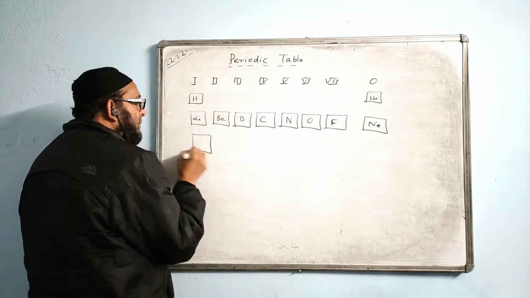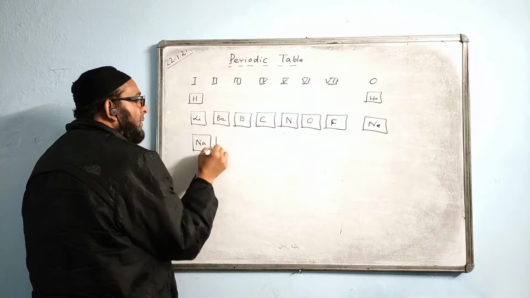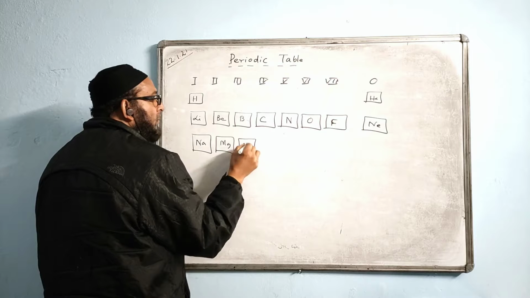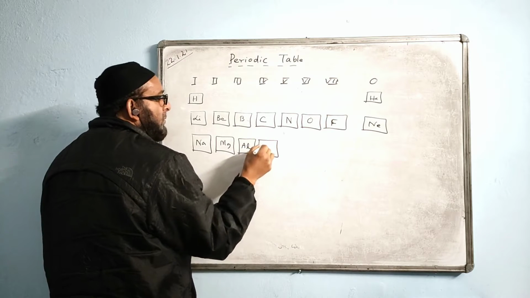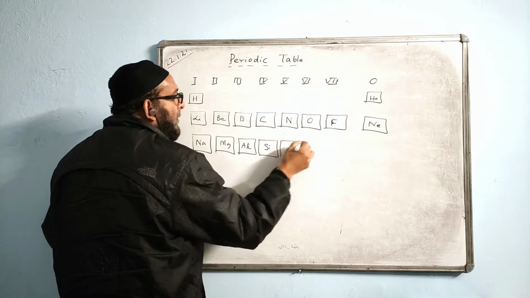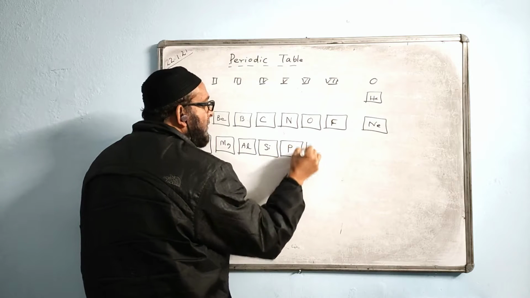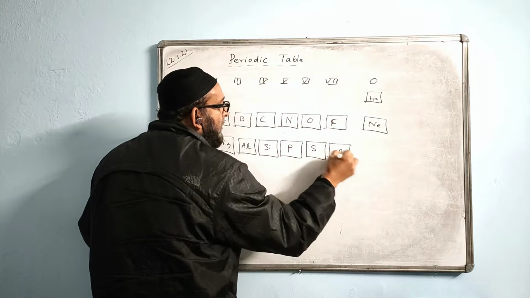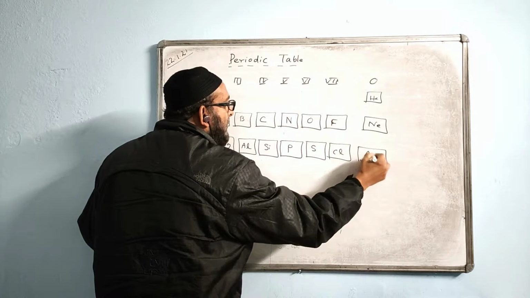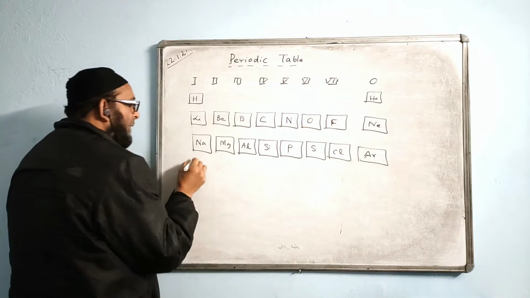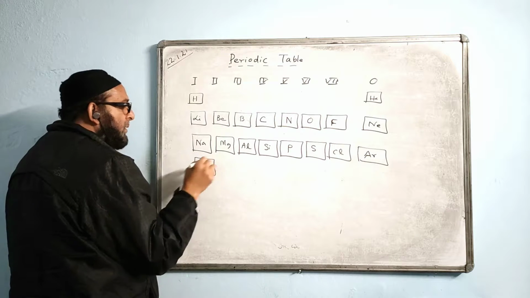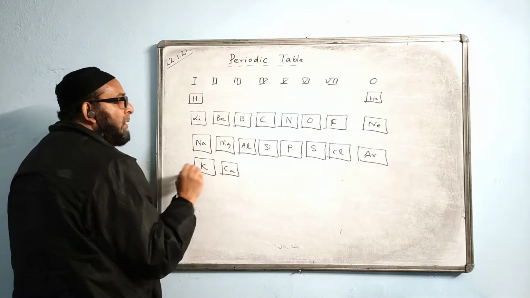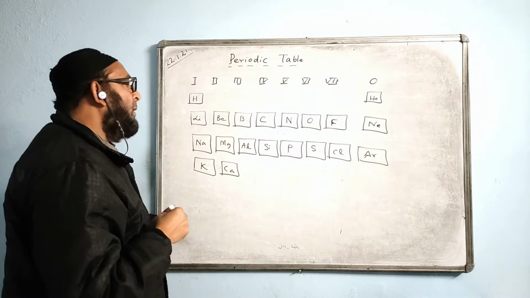After that comes sodium, then magnesium, aluminium, silicon, then phosphorus, sulfur, chlorine, and then argon. The last two are potassium and calcium, up to atomic number 20.